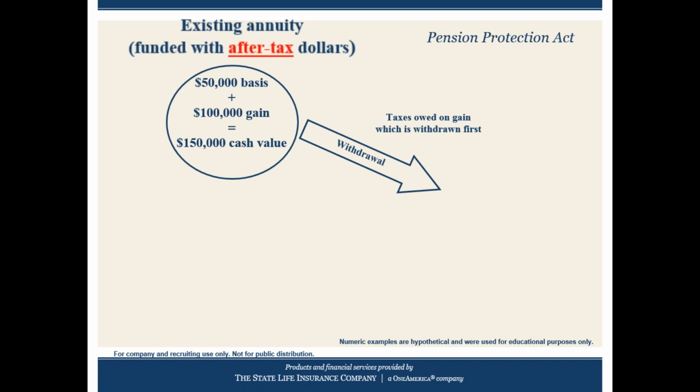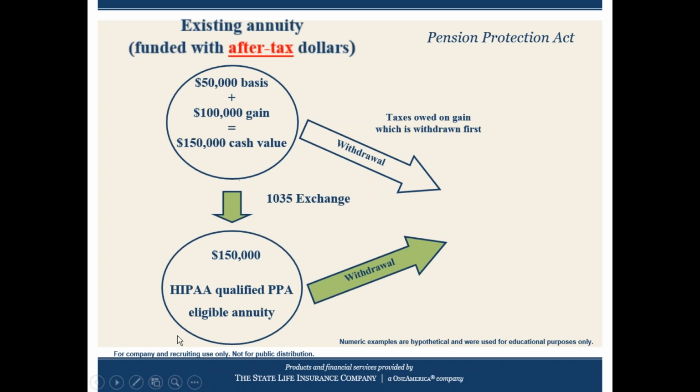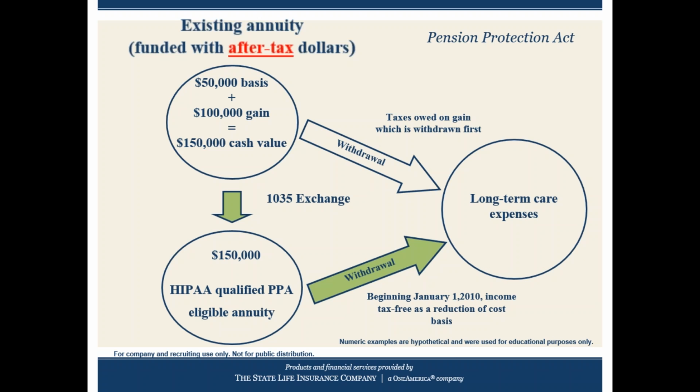So what does that mean? A Pension Protection Act annuity. Well, let's look at the same annuity here that's worth $150,000 that has $100,000 gain. If this person took this annuity and rolled it into a Pension Protection Act annuity, this $150,000, including the $100,000 gain, is now 100% tax-free if used for long-term care.